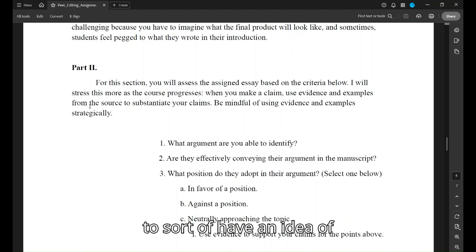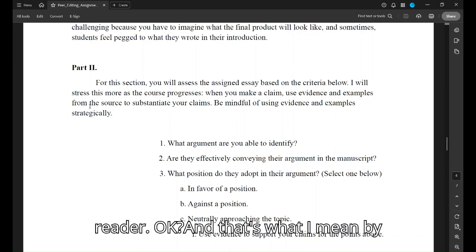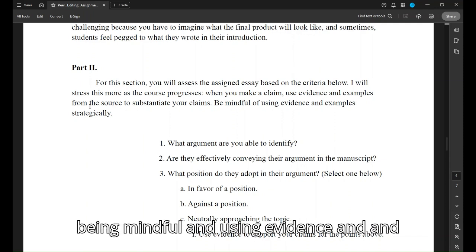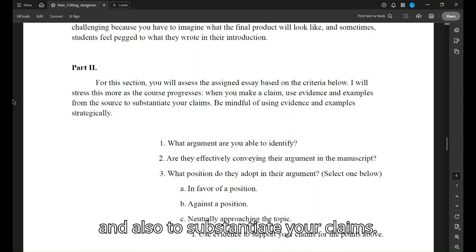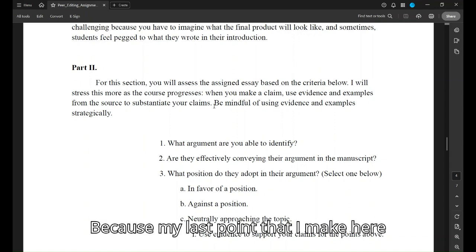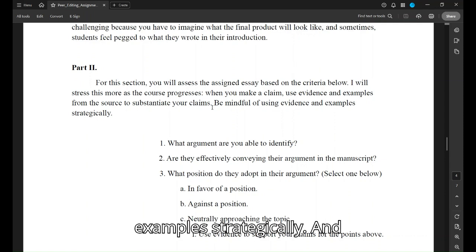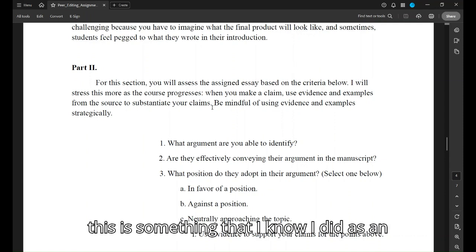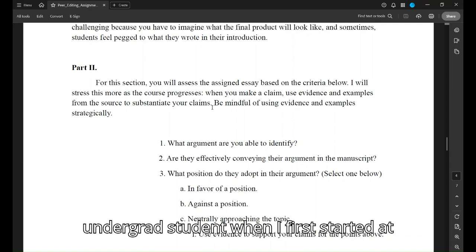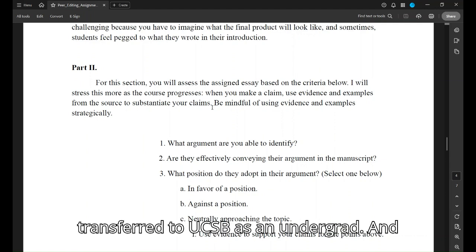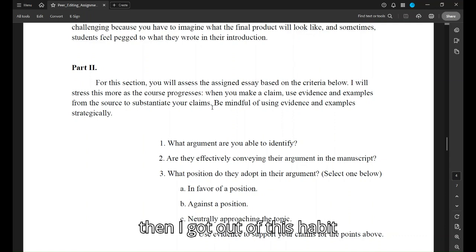You have to have an idea of how you're going to present your ideas so that they are relatable and understandable to your reader. Okay. And that's what I mean by being mindful and using evidence to substantiate your claims. My last point here is to be mindful of using evidence and examples strategically. This is something that I did as an undergrad student when I first started at junior college and then eventually transferred to UCSB, and I developed this habit.